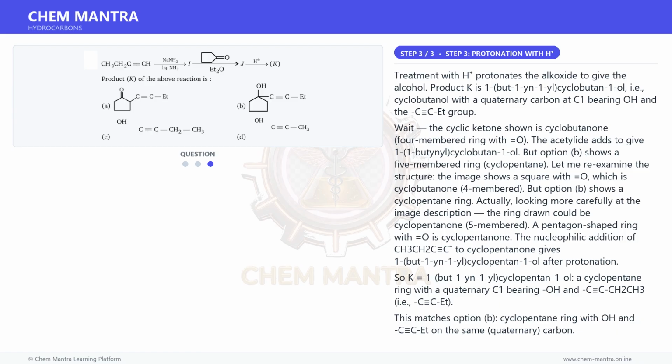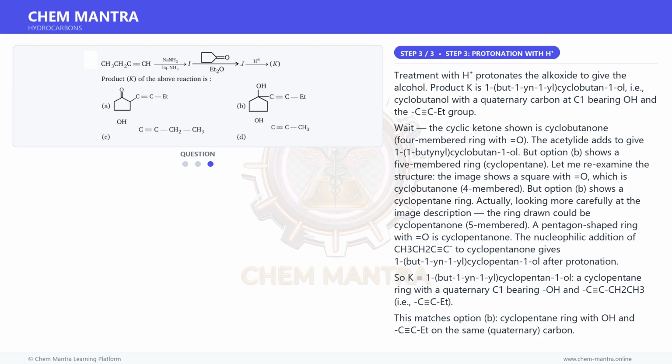The nucleophilic addition of CH3CH2CC− to cyclopentanone gives 1-but-1-yn-1-yl cyclopentan-1-ol after protonation. So K is 1-but-1-yn-1-yl cyclopentan-1-ol, a cyclopentane ring with a quaternary C1 bearing OH and CCCH2CH3, i.e. C≡C–Et. This matches option B, a cyclopentane ring with OH and C≡C–Et on the same quaternary carbon.